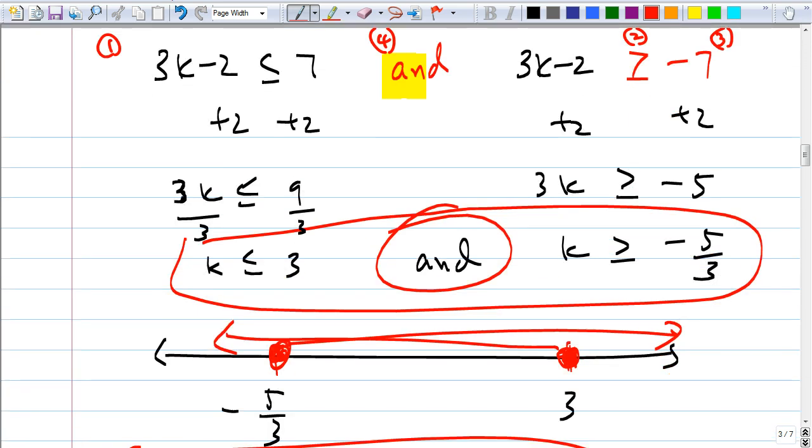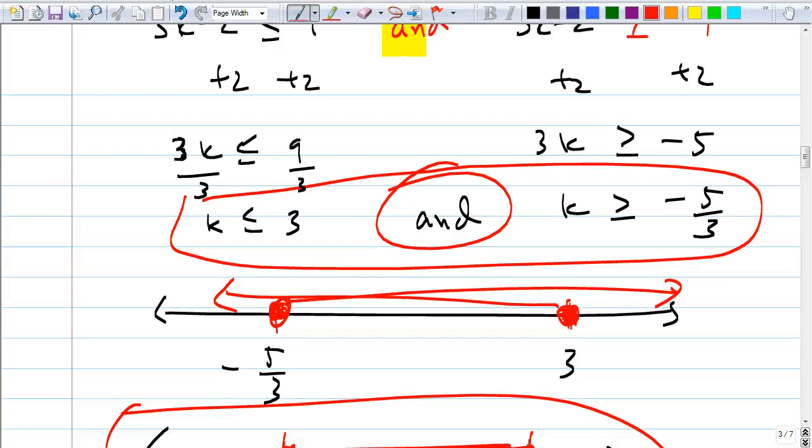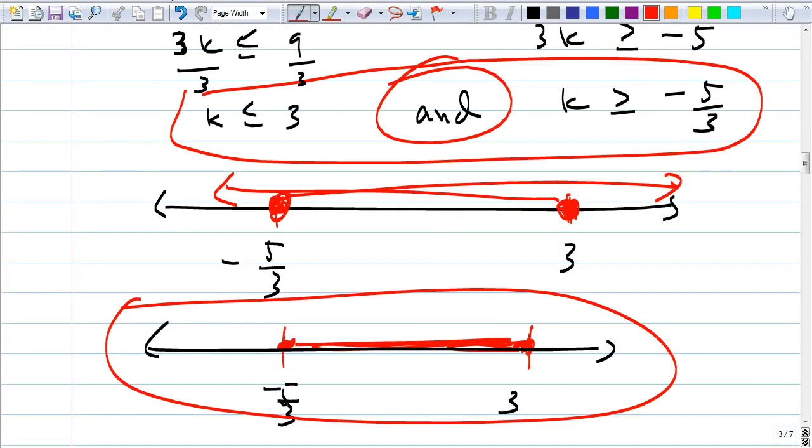here's my scratch work. As you can see, they overlap between -5/3 and 3. So what should my solution be? Malia, what's my solution? Correct. All real numbers between negative 5/3 and 3. Including the endpoints. Good.